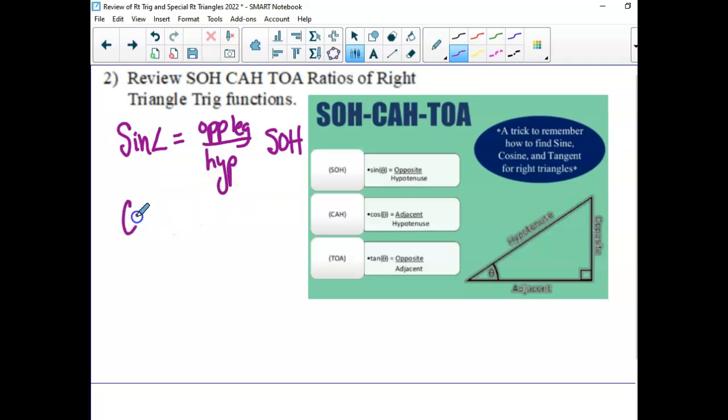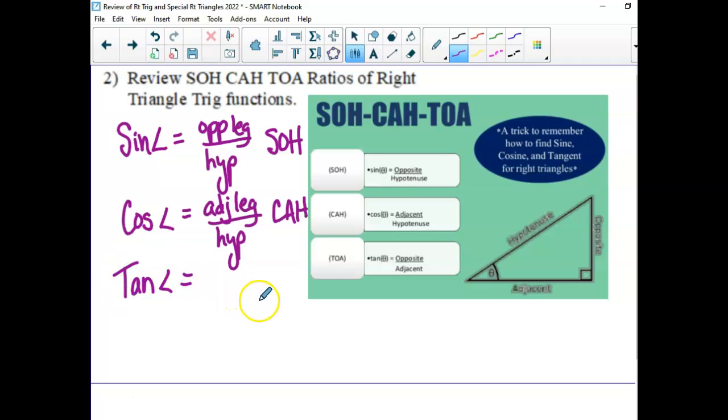Okay? The ratio for cosine of an angle is the adjacent leg over the hypotenuse. So I say "ca" with a short A sound to remind myself that that's the A that goes with the cosine. And then tangent of an angle doesn't use the hypotenuse. It is the only one that can be greater than 1 because it is the ratio of the opposite leg to the adjacent leg, or TOA. Opposite over adjacent, TOA.